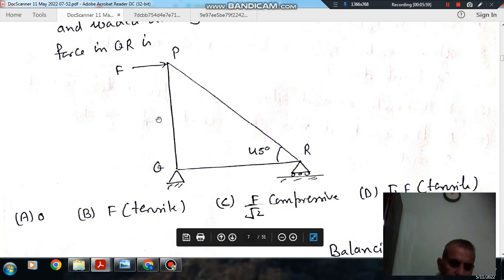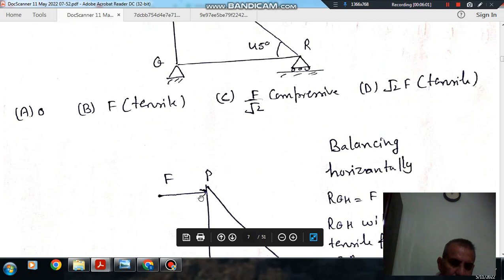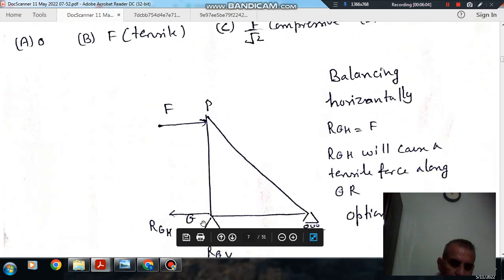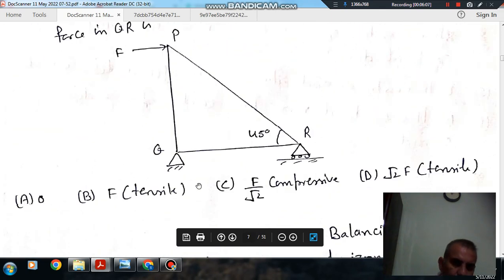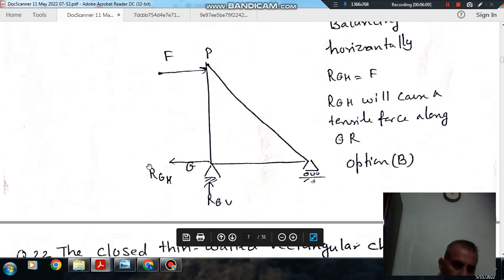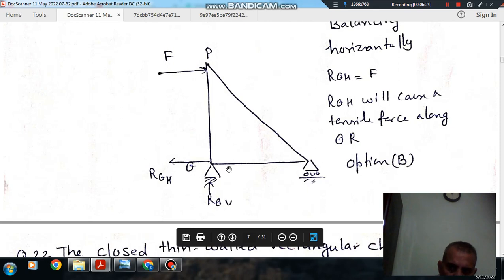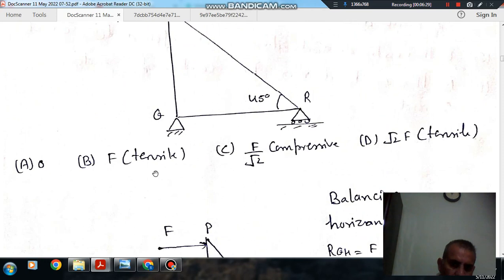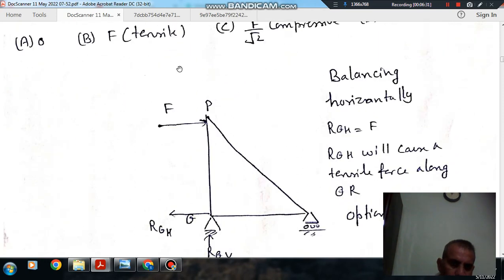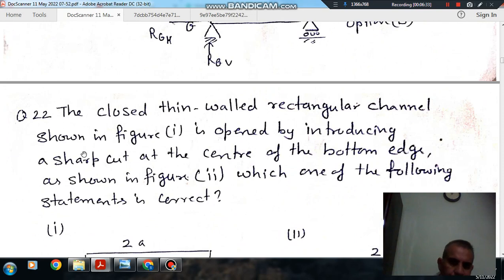So this is your PQR and this is your force applied at P, and at support Q, the horizontal reaction is RQH, the vertical reaction is RQV. Balancing horizontal forces, there is only one horizontal force applied and one reaction RQH, so RQH will be F. It will create a tensile effect on member QR. So answer is option B.